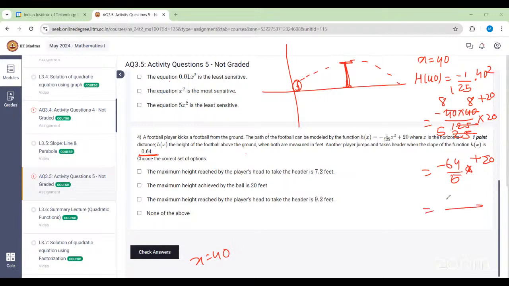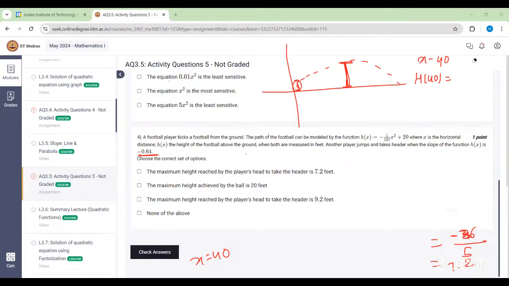So this is minus 64 plus 100 by 5. So that will be 7.2. 656 by 5. Okay, yeah. So what are we getting? 7.2. Option 1. 3 should be there. Yeah, 36. So it means I'll explain why I want to calculate h of 40.